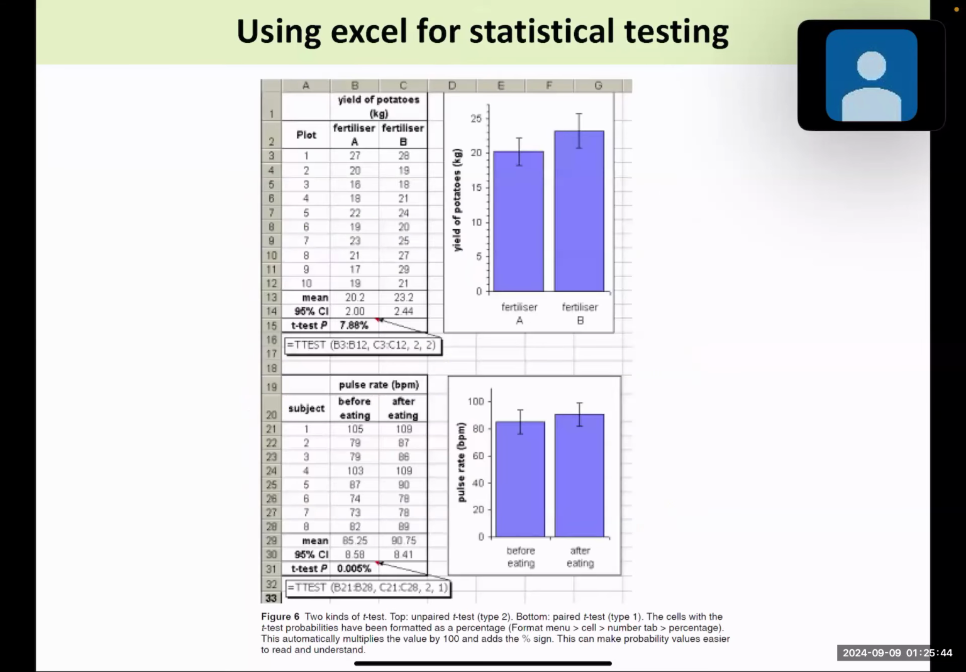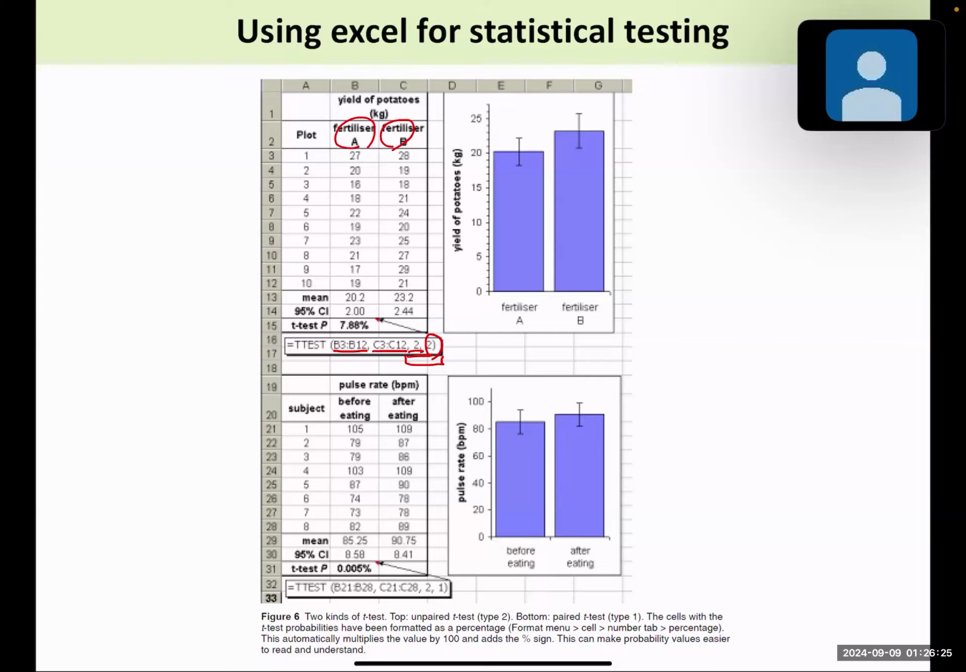So let's take an example. In the first experiment, you measure the yield of potatoes using two different fertilizers, right? Those two different fertilizers are independent of each other. That's why you perform a type 2 student t-test. And then you want to know whether they are different or not, so this is two-tailed, right? This is the normal condition that you would use, two-tailed and type 2 student t-test. And then you designate the ranges of the two different groups.